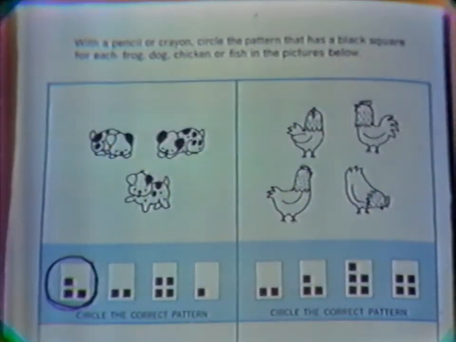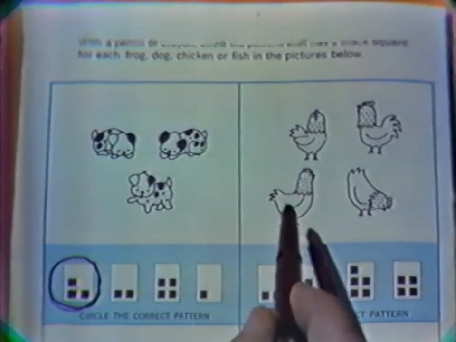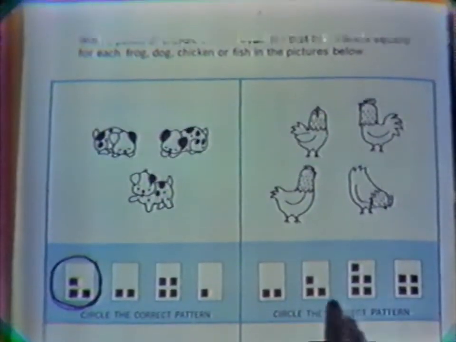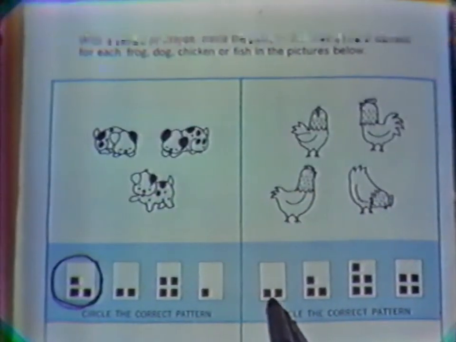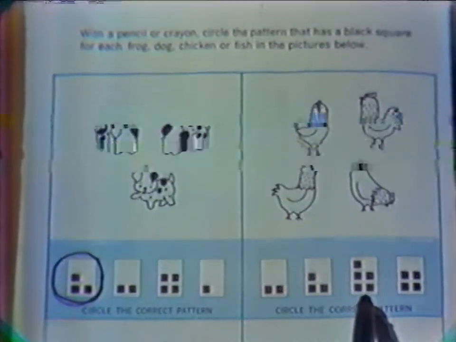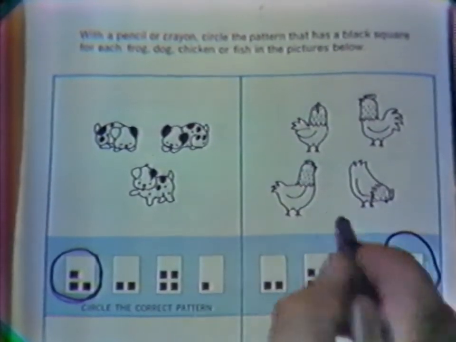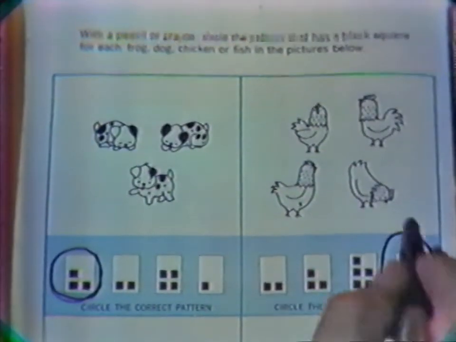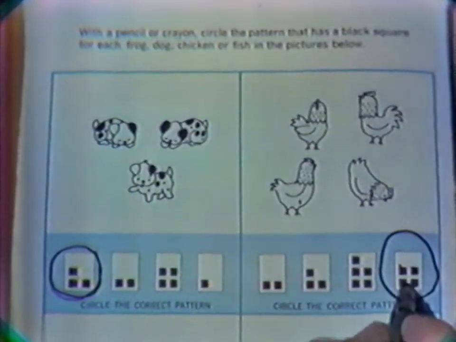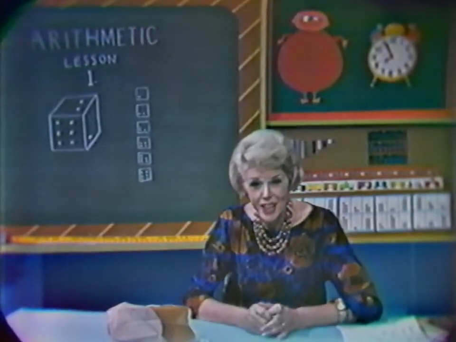Now, let's try the chickens. Look at them. See how many there are? Here we go. Is there a square for each chicken in this box? In this box? In this box? In this? Right. A square for this chick, a square for this chick, a square for this chick, and a square for this chick. My, you were very loud because I heard you all the way over here.